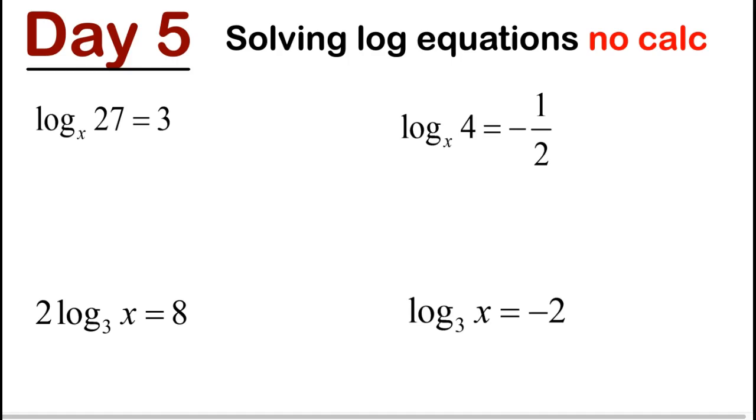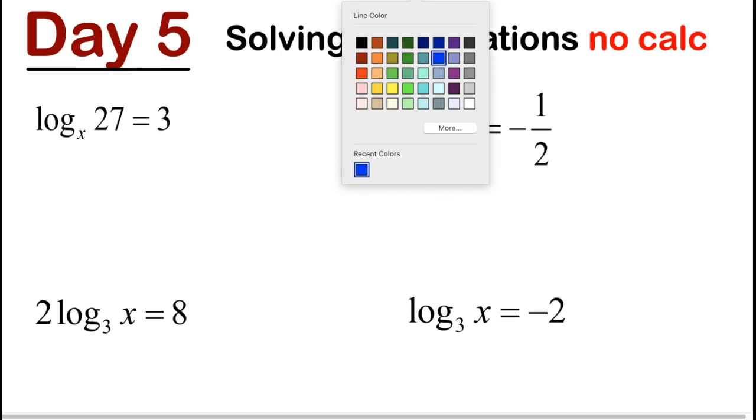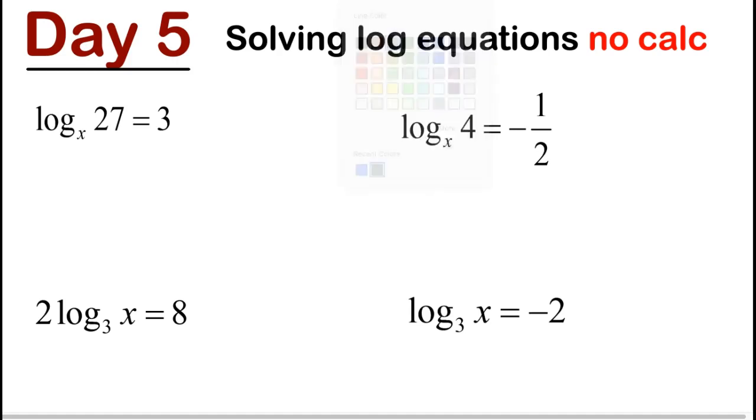Cube root 27, maybe. How did you come up with that? Maybe some of you are just looking at this and thinking about what it means. So what does a log mean? Yeah, x to the third power is 27. So if you rewrite it in exponent form, then you can get a feel for what we're talking about here.